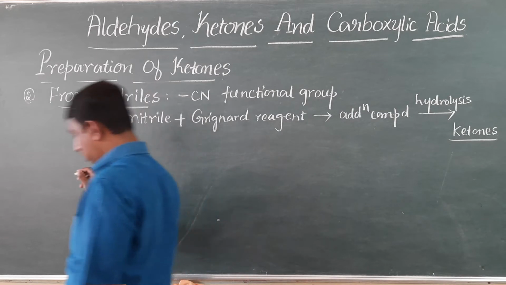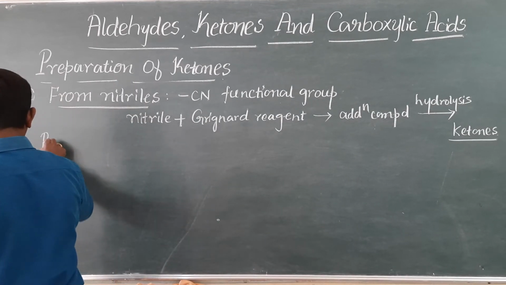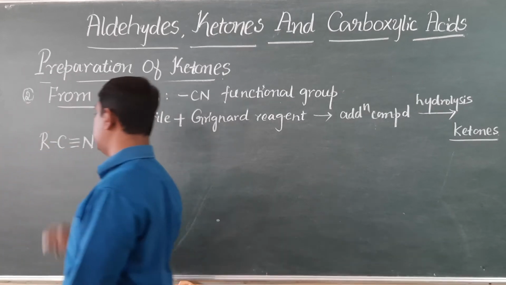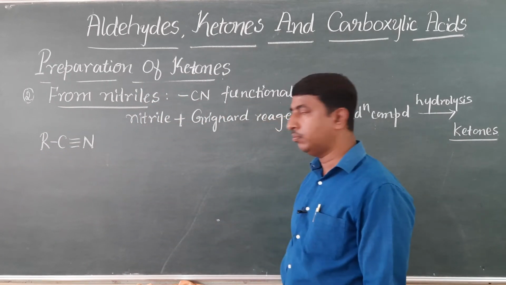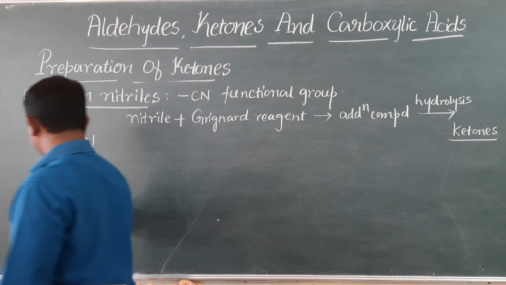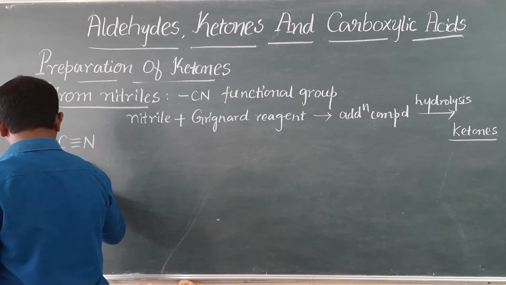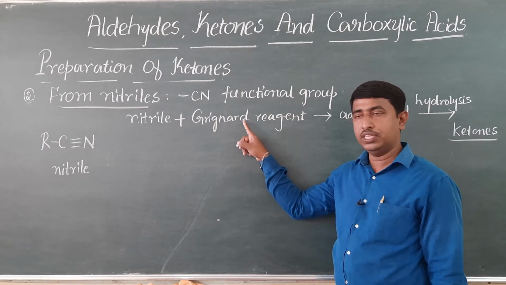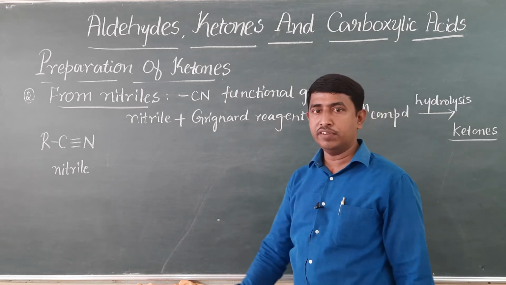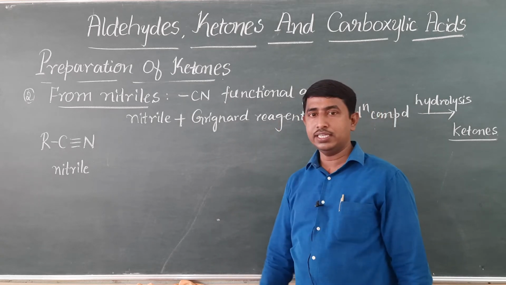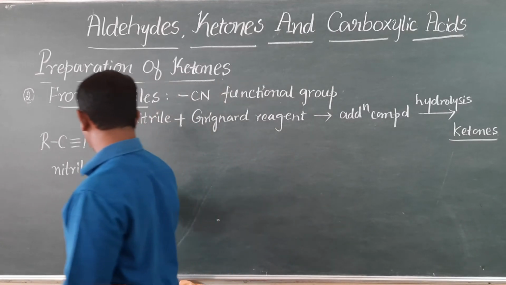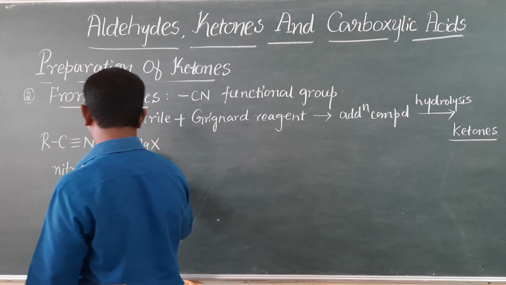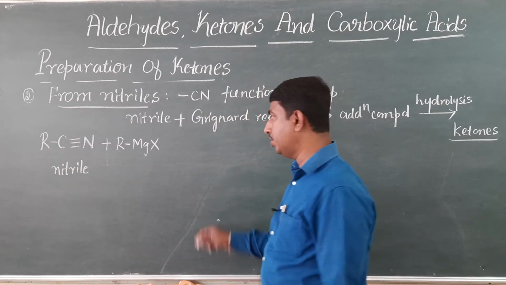Now we can write the equation. The formula of nitrile is R C triple bond N. This is nitrile. Now this nitrile is made to react with Grignard reagent. The formula of Grignard reagent is RMgX. RMgX means Grignard reagent.